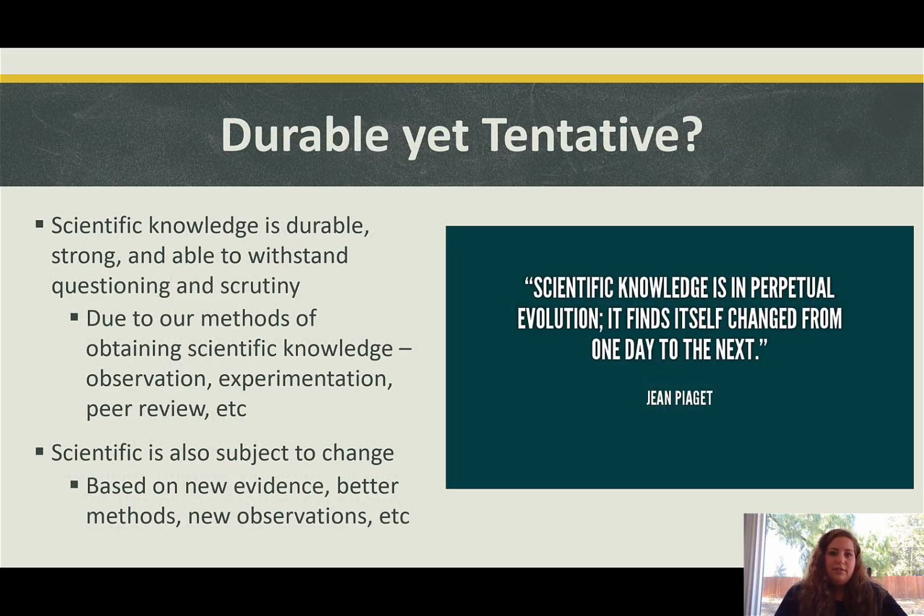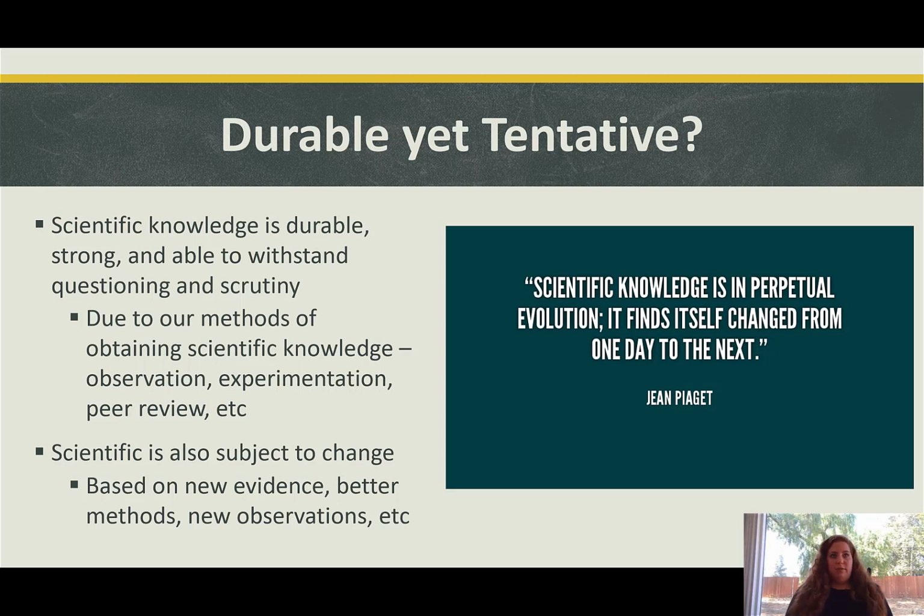Now, earlier I said that scientific knowledge is durable, but it's tentative. So all of these theories and laws and facts and things like that, they're durable yet tentative. Durable means strong and it can withstand outside pressures. Tentative means it can change. It's a temporary thing. So how is our knowledge both? Well, the answer to both is the same thing, the scientific method.